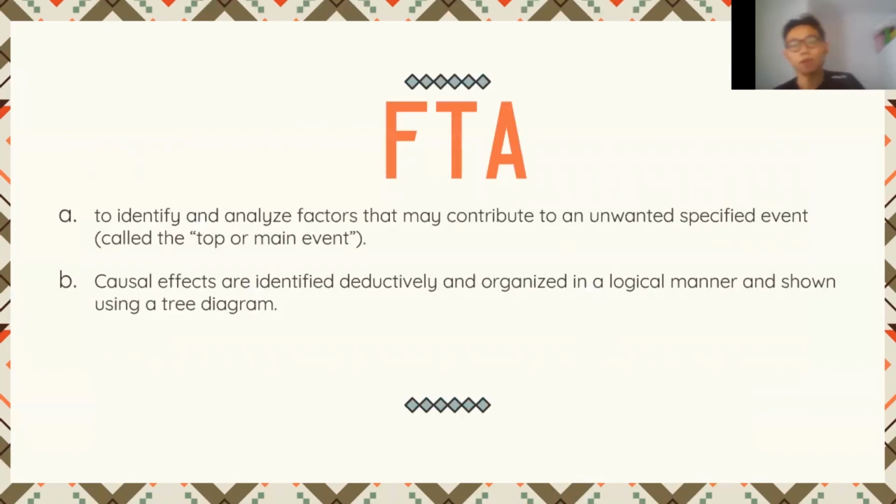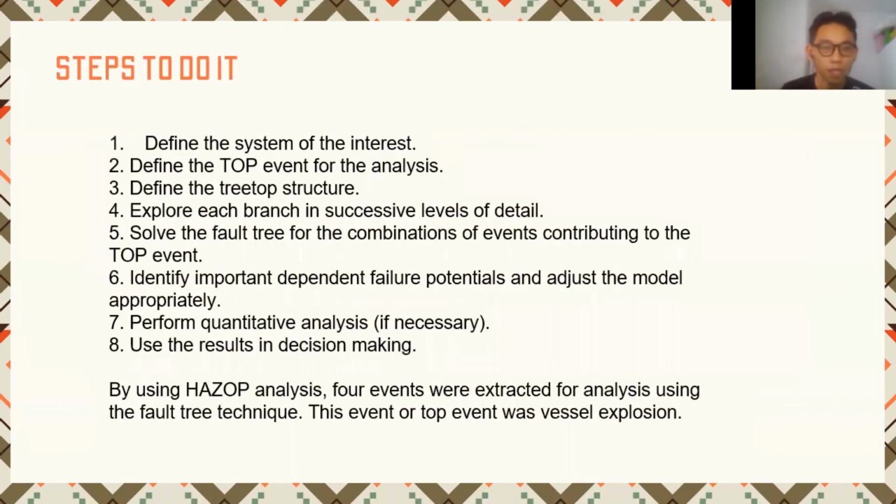So next we proceed to the fault tree analysis, which is to identify and analyze factors that may contribute to an event, and also the effect of the factors, which we produce using a tree diagram. So these are the steps on how we do it: we define the system, define the top event, define the tree top structure, explore each branch, solve the fault tree, identify important dependent failure potential, perform quantitative analysis, and also use the result in decision making.